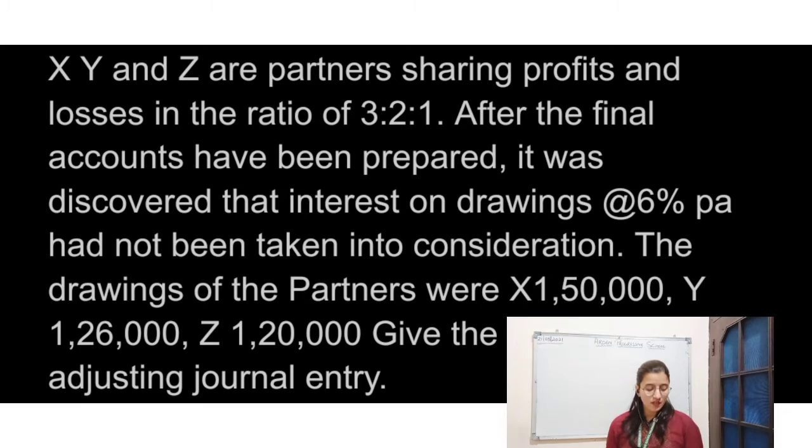The question is, X, Y and Z are partners sharing profits and losses in the ratio 3:2:1. After the final accounts have been prepared, it was discovered that the interest on drawings at the rate of 6% per annum had not been taken into consideration. The drawings of the partners were X rupees 1,50,000, Y rupees 1,26,000 and Z rupees 1,20,000. Give the necessary adjusting journal entry.